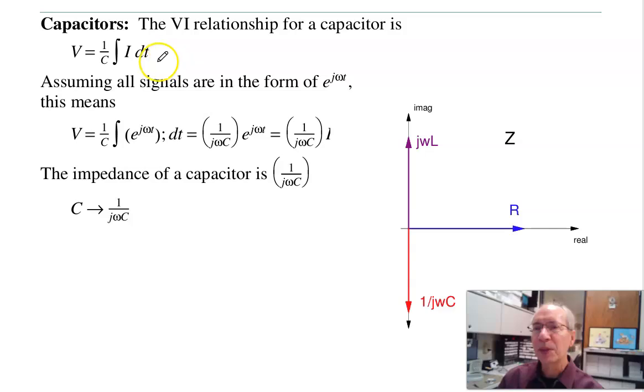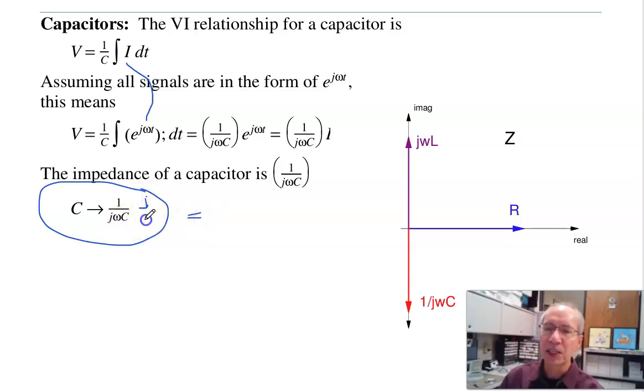For capacitors, capacitors are integrators. The voltage is 1 over C integral of I dt. If I assume I is e to the j omega t, again, basic assumption for all phasor analysis, when I integrate e to the j omega t, I get 1 over j omega C, e to the j omega t, or 1 over j omega C times I. So that's the impedance of a capacitor, 1 over j omega C. 1 over j is minus j. Multiply top and bottom by j, I get minus j times 1 over omega C. So capacitors have an impedance of minus j over omega C, or 1 over j omega C.